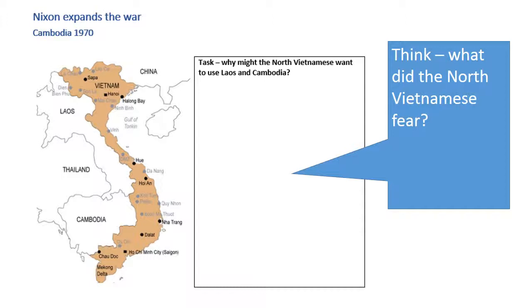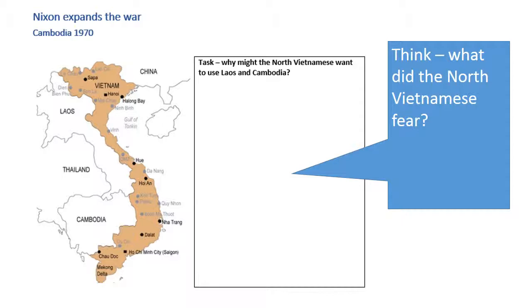It's looking at the 3.3, 3.4 section of your USA 1954-75, and it's looking at Nixon expanding the war into Cambodia and Laos. So let's start off with regards to that and look at why the North Vietnamese might want to use these two countries. The first reason, in fact, the main reason, is the Ho Chi Minh Trail.